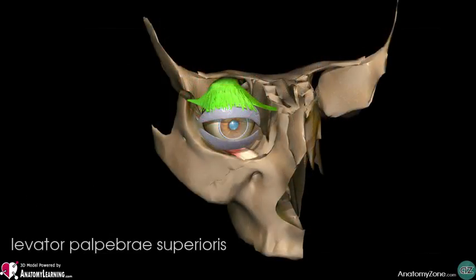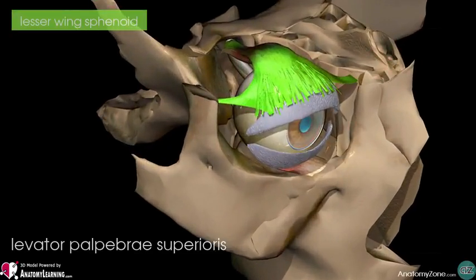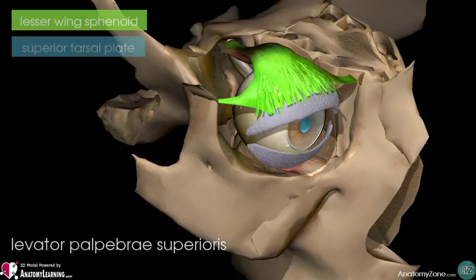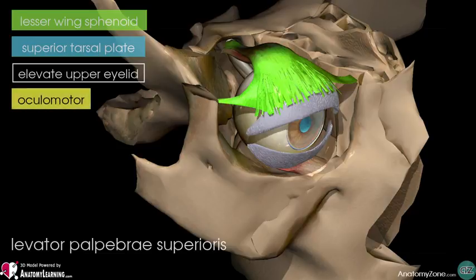This muscle originates from the lesser wing of the sphenoid bone, immediately above the optic foramen. It attaches to the superior tarsal plate of the upper eyelid, which is a thick plate of connective tissue. The action of this muscle, as the name suggests, is to elevate the upper eyelid. It is innervated by the oculomotor nerve, cranial nerve number 3. The superior tarsal muscle, located within the Levator palpebrae superioris, is innervated by the sympathetic nervous system.